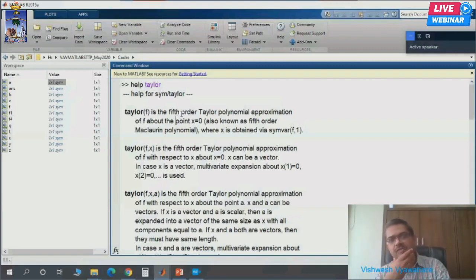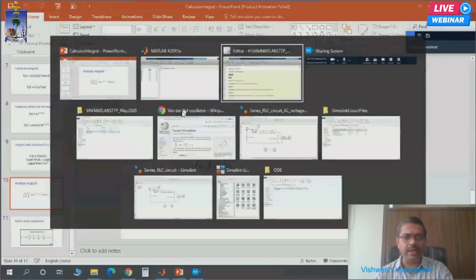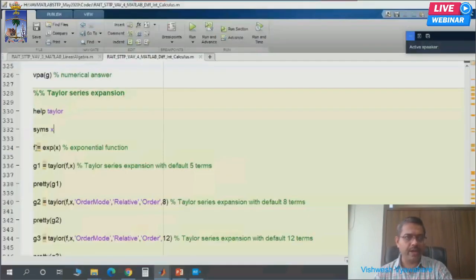What is the Taylor series expansion for e to the power x? The Taylor series expansion for e to the power x is 1 plus x plus x squared by 2 factorial plus x cubed by 3 factorial plus x to the 4 by 4 factorial and all that. And Taylor series are famous for fast convergence. So let's see if MATLAB can help me in calculating the Taylor series.